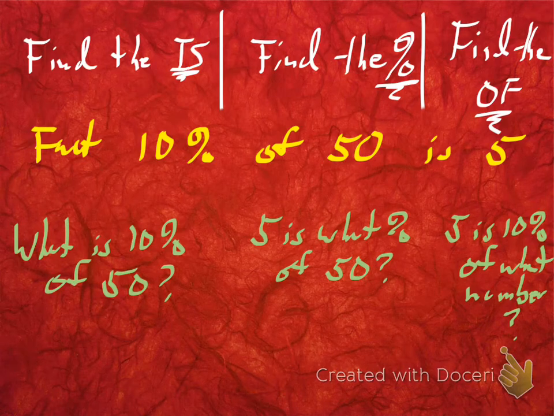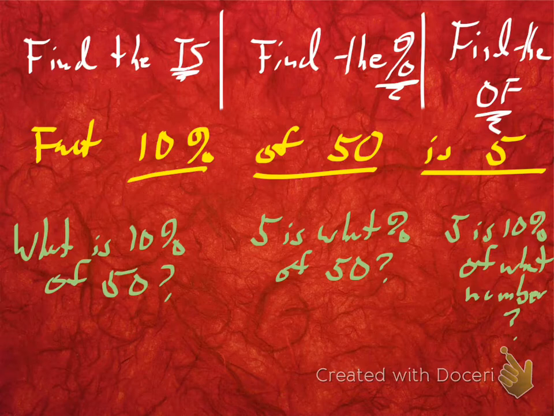Remember the fact we had? We just started with a simple fact. We put in all the numbers. So if I take 10% of 50, I get 5. Once again, this was the percent, this was the of, and this is the is. So just like yesterday, we could do 3 different problems. We could find the is, we could find the percent, or we could find the of.